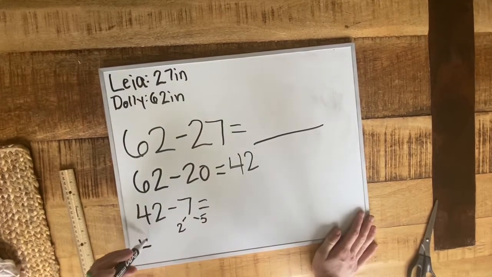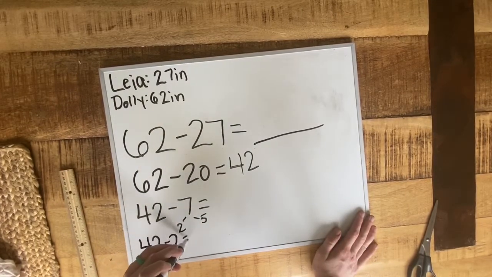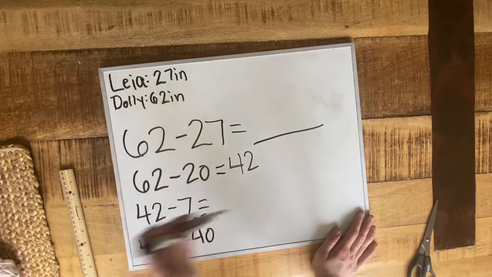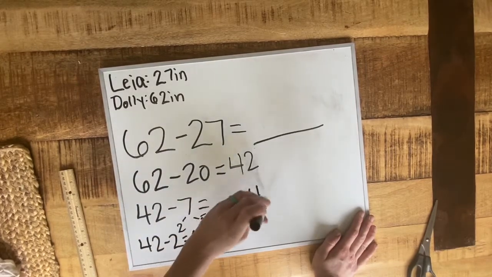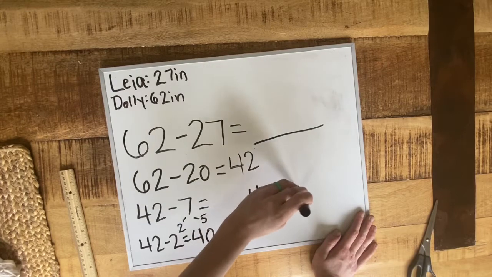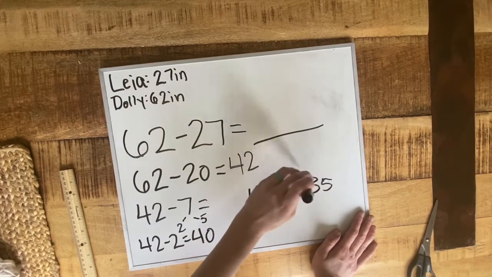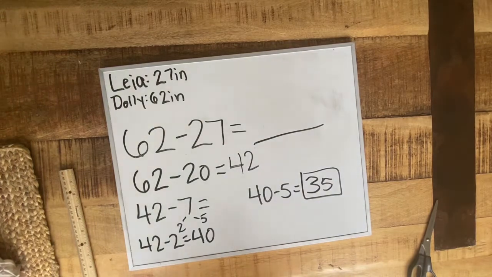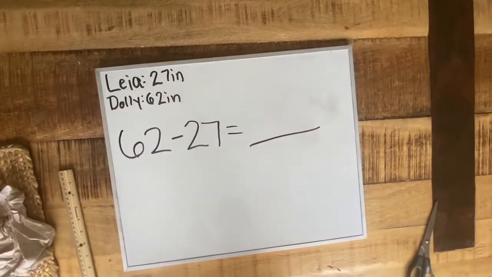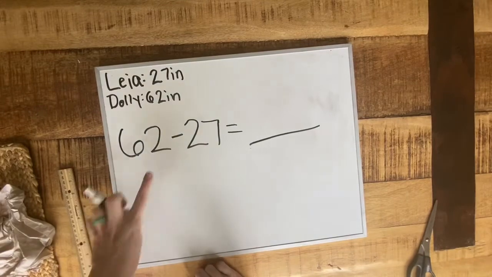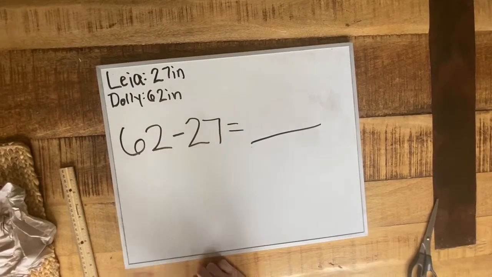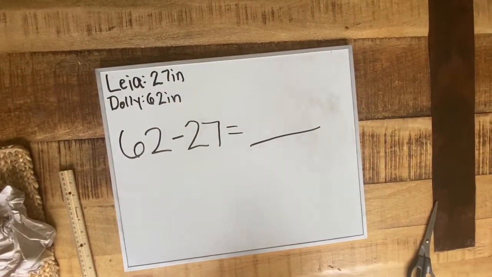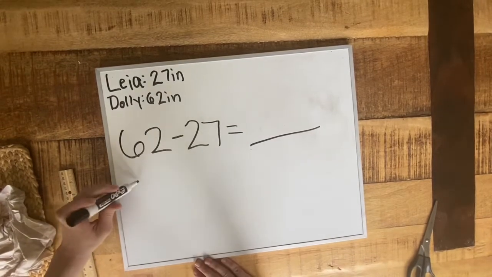So 42 minus 2 equals 40. And I need to come over here, I ran out of room. 40 minus 5 equals, once again, 35. Let's try one more strategy. Let's use tens and ones. Now, I'll go ahead and tell you, we have more ones to take away than what we're going to have, so we're going to have to rearrange some tens. But we can do that. Y'all are good at that.